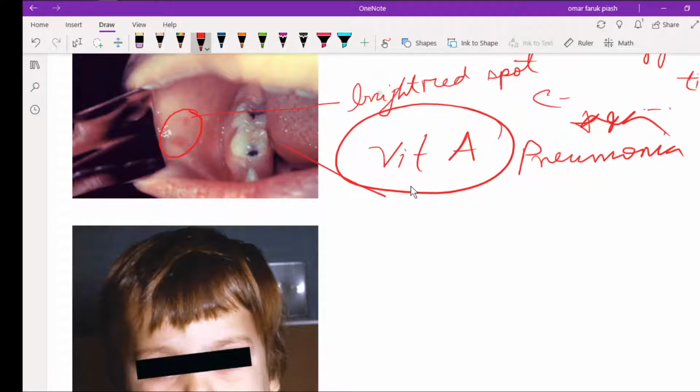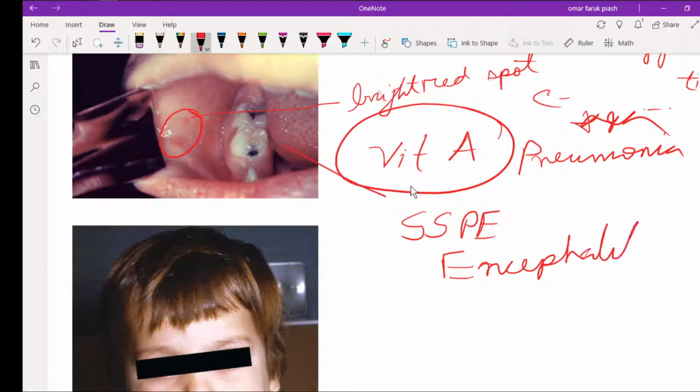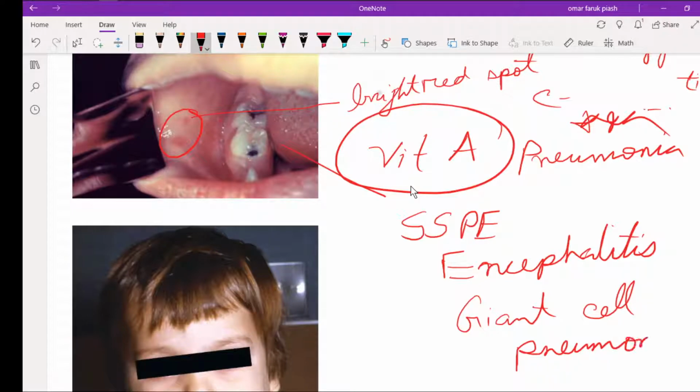In measles, you can get possible sequelae like SSPE, subacute sclerosing panencephalitis, or encephalitis, or giant cell pneumonia, which is very rare. Giant cell pneumonia is very rare, but it is a possible sequela you will get in measles.